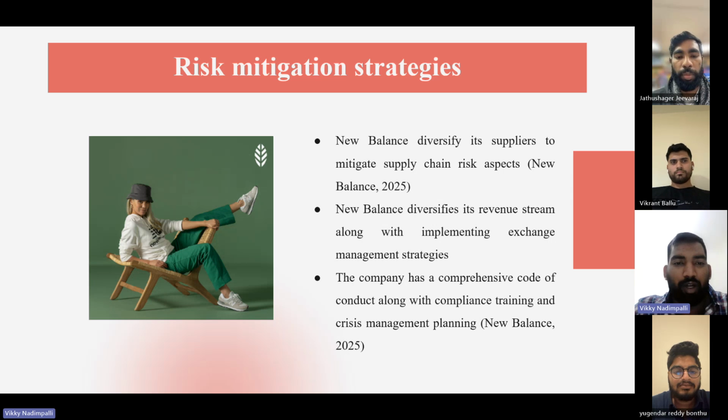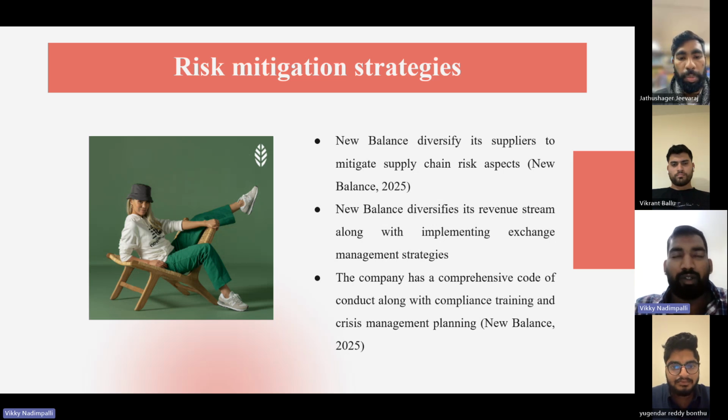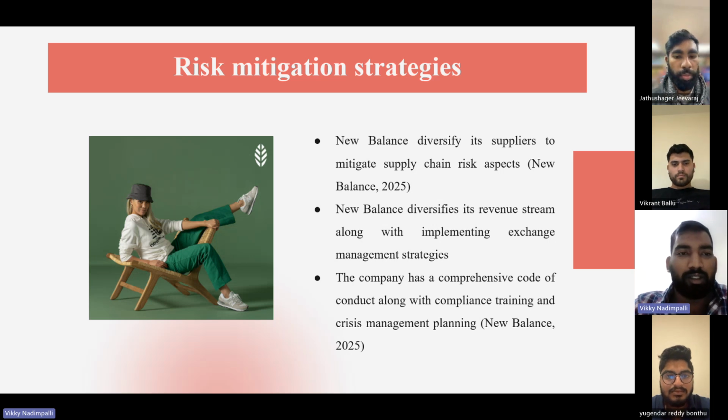New Balance diversifies its revenue stream along with implementing exchange management strategies. The company has a comprehensive code of conduct along with compliance training and crisis management planning. In this criteria, New Balance has good competition with Nike, Adidas, and Puma, which are very big selling companies in the world. Some people, not many, like New Balance shoes and clothing. So with longevity policies, we can avoid fluctuations in the supply chain system so that we can get the best profits.